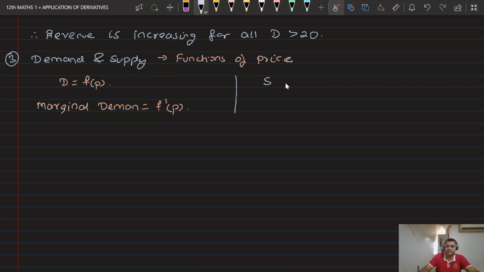Similarly, if I say S, that is the supply, is equal to f of p, or probably, in order to not make it confusing, let me assume it as g of p, some another function of price, then I will get marginal supply S dash equal to g dash p. Generally they don't ask us to find the average demand or average supply. We are asked to find the questions of marginal demand or marginal supply, but it is just a basic derivative, so I guess everybody must be comfortable with that.